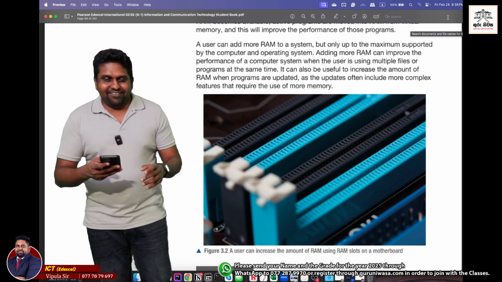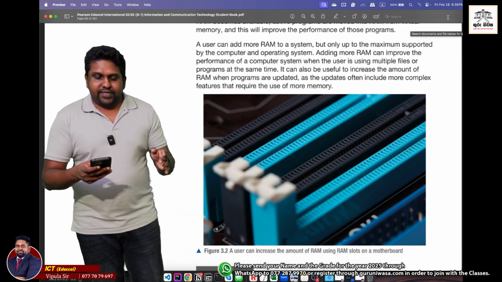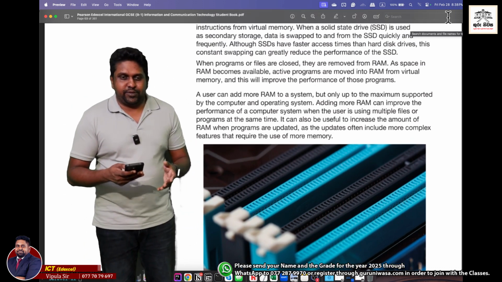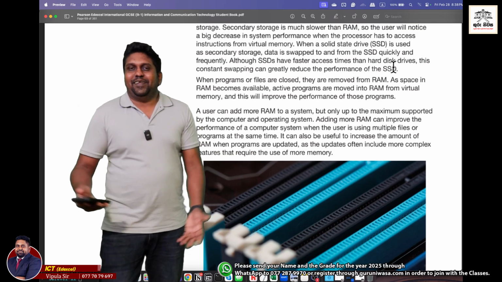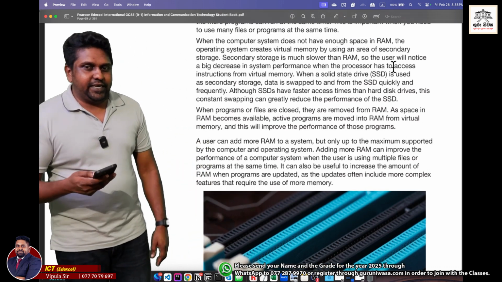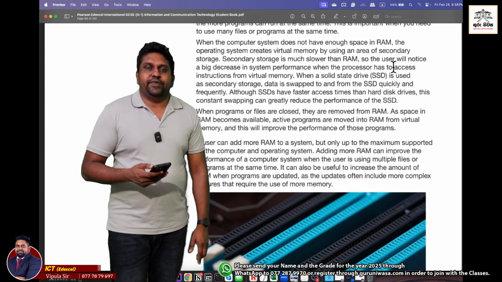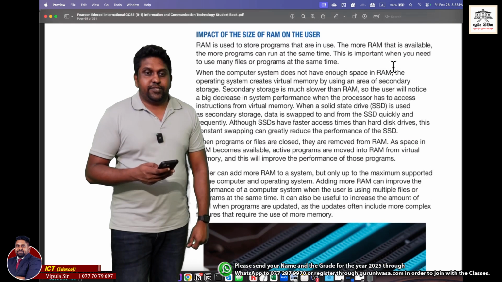Okay, so likewise, we do get a lot of different types of issues on this. So what's the easiest option? You can upgrade your RAM, right? So depending on the device, you can of course find out how many RAM slots are there.